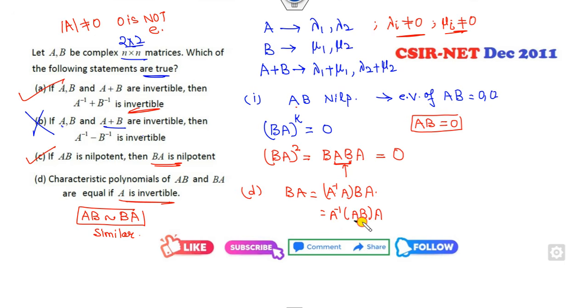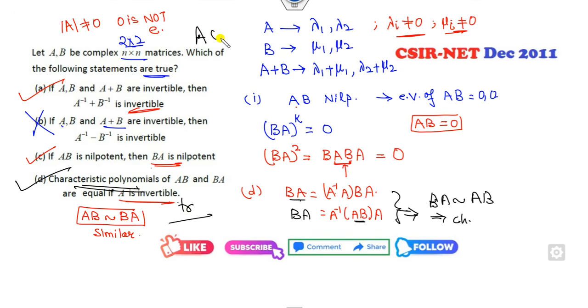Now what does it mean? BA is equal to the inverse of A times AB times A. What do you conclude from this? BA is similar to AB. Once they are similar, characteristic polynomials are the same. Eigenvalues are also the same. Minimal polynomials are also the same. Trace is also the same. Anyhow, they are talking about the characteristic polynomial. A, C, D are the right answers for this part.